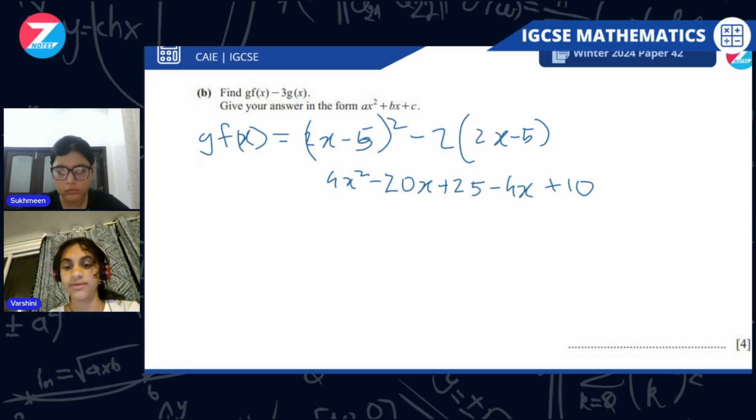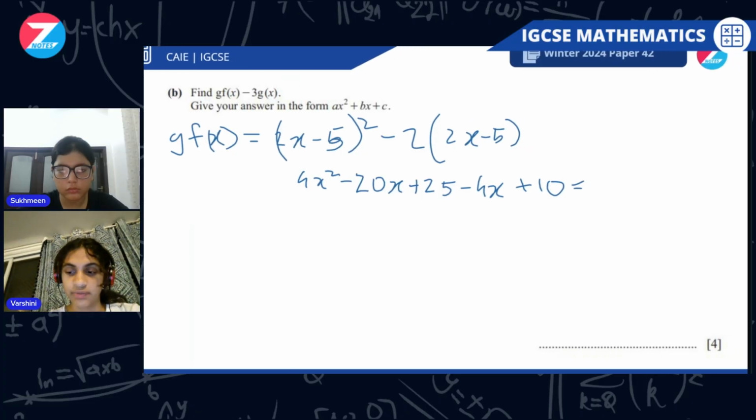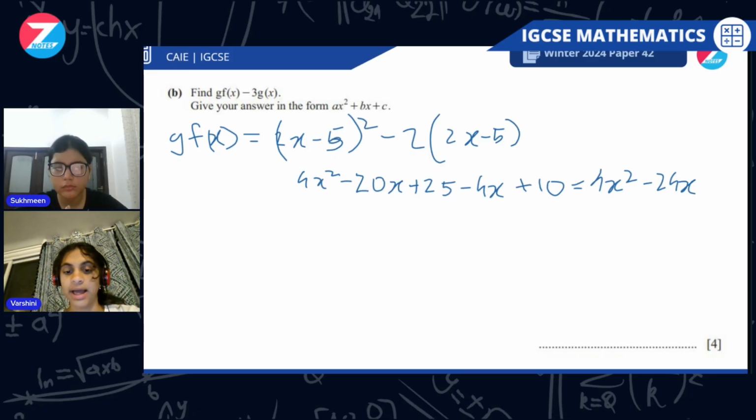So now that we have two x terms and two terms independent of x, we can simplify this equation again. And there's no other term for 4x squared, so we can leave that as 4x squared. And we can add the x terms, which is minus 20x and minus 4x, to get minus 24x. And again, we add the non-x terms, 25 and 10, to get 35.